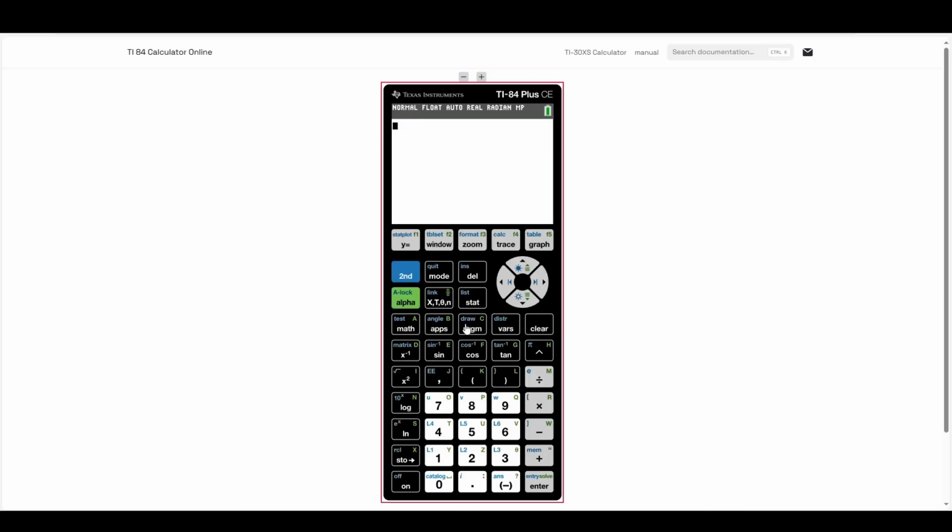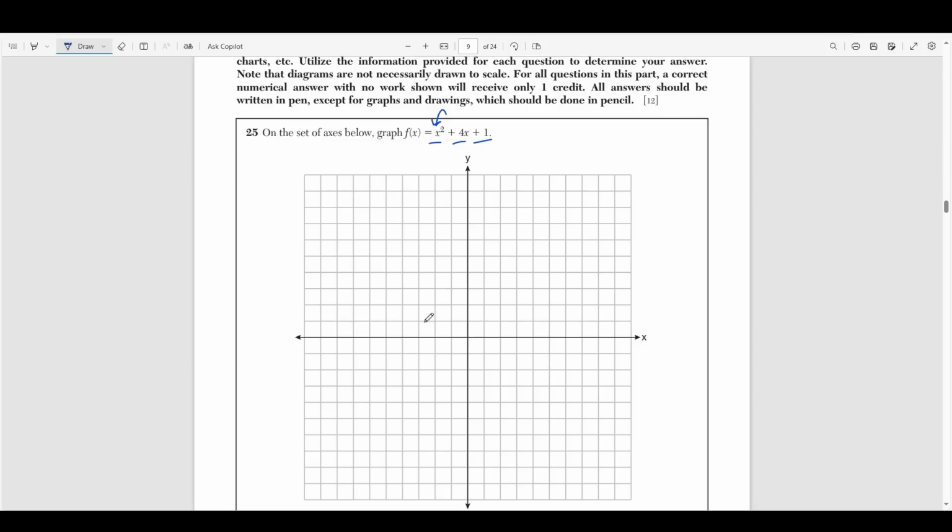So I'm going to go into my calculator, press y equals, and copy that function here. That function was x squared plus 4x plus 1, and I'm going to hit graph. This is going to show me the shape of this parabola. Essentially, to get full points on this question, all you need to do is take this shape right here and graph it onto here.